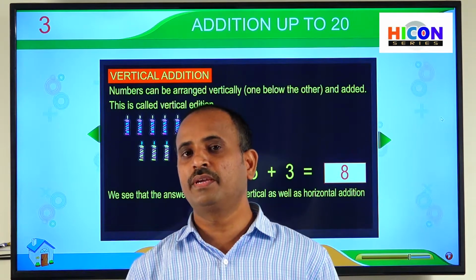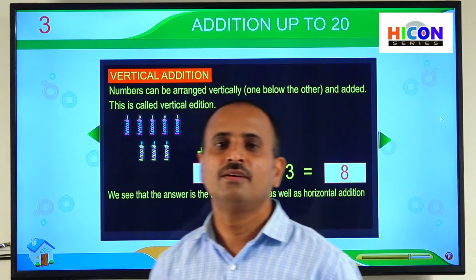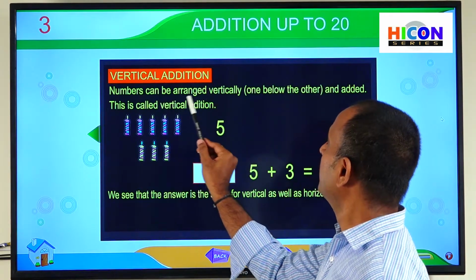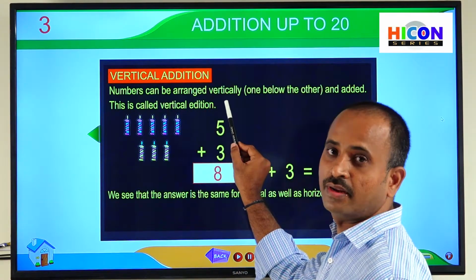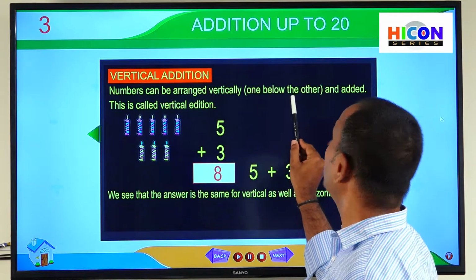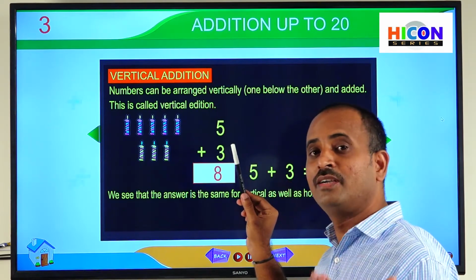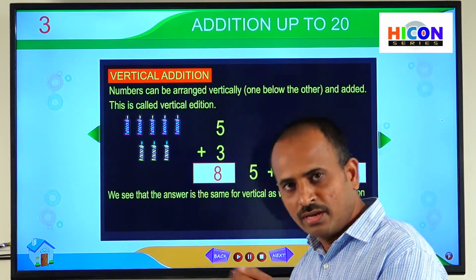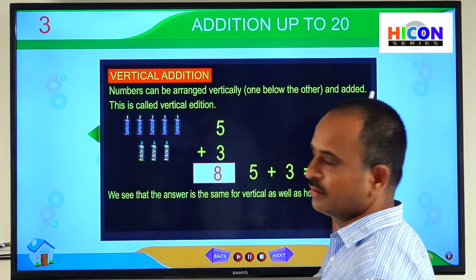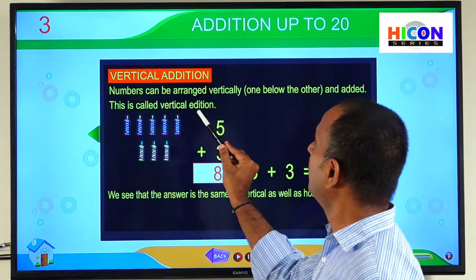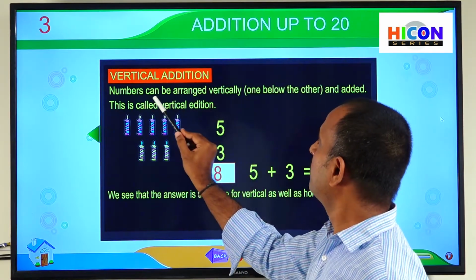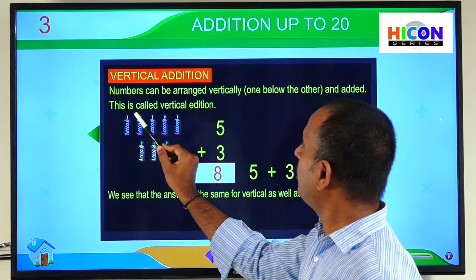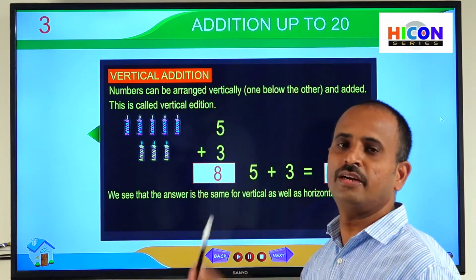The next topic in this chapter is vertical addition. So what is vertical addition? Numbers can be arranged vertically. Vertically means one below the other, whereas in horizontal, one beside the other. Vertical means one below the other, and added. This is called vertical addition. So the numbers can be arranged vertically and added. Such type of addition is called vertical addition.